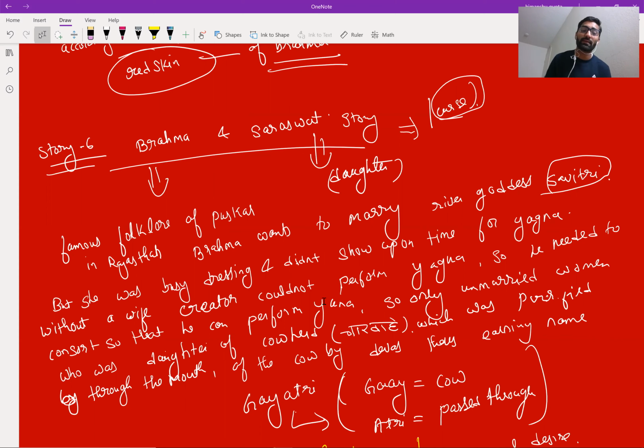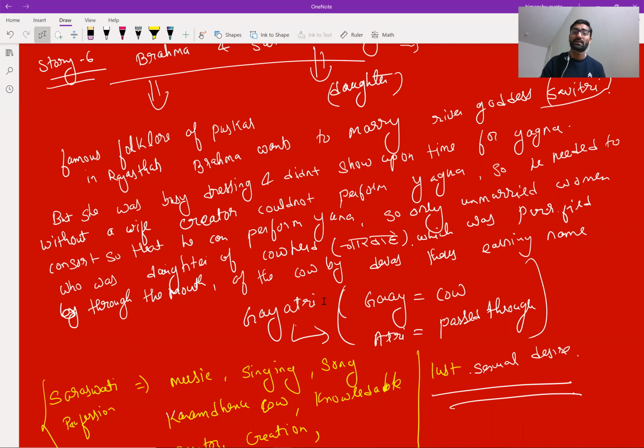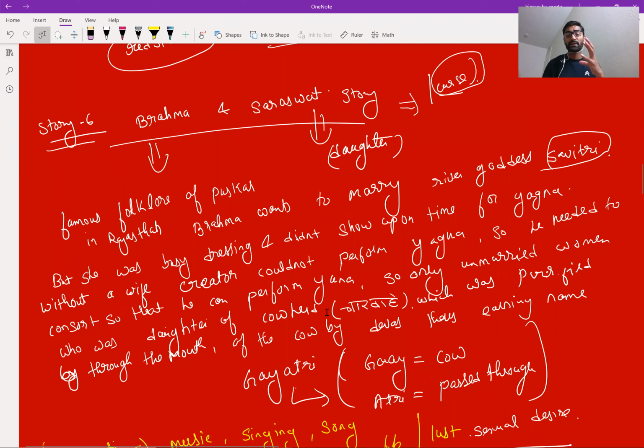The only unmarried woman at that time was the daughter of a cowherd, pure in her soul, and also pure through the mouth of the cow. That is Saraswati, Gayatri. Gayatri means: Gay in Hindi means cow, and Atri means pass through. So she who is purified by the mouth of the cow is Gayatri. The cow is again very much related to this Rohini energy. Kamdhenu represents prosperity, and all the goddesses are represented by Kamdhenu. It will fulfill all your wishes.